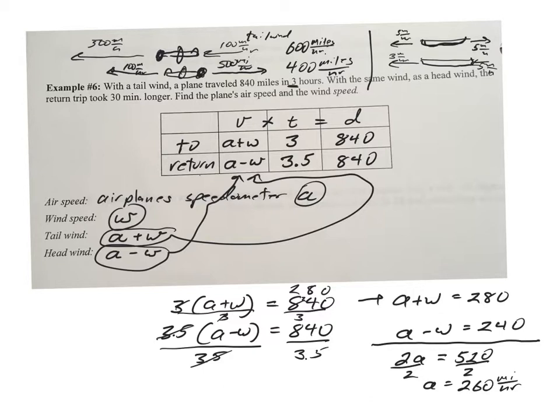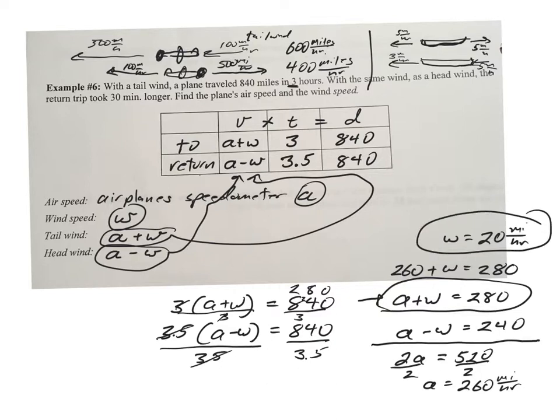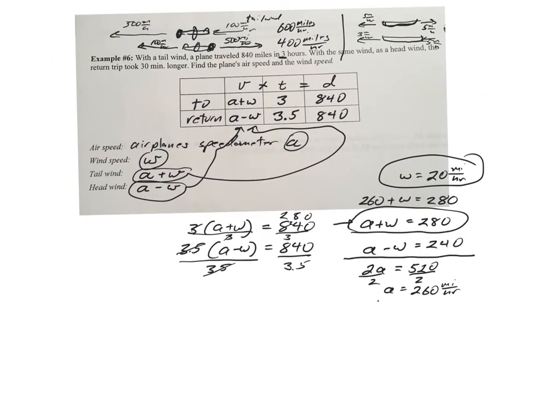Can I find the wind speed too? Of course, I can find the wind speed if I go to the first equation here and plug in the airspeed of 260. The question is 260 plus W equals 280. Then I subtract 260 from both sides and I get a wind speed of just 20 miles per hour. And so the question asks me to find the plane's airspeed and the wind speed. So my wind speed is 20 miles per hour and my airspeed is 260 miles per hour.